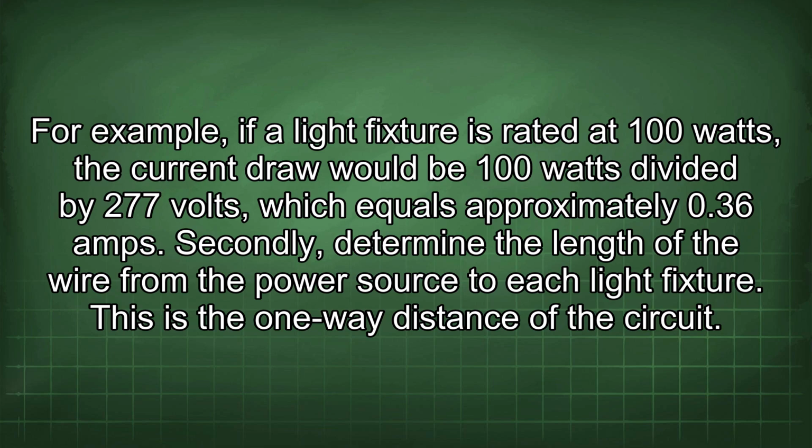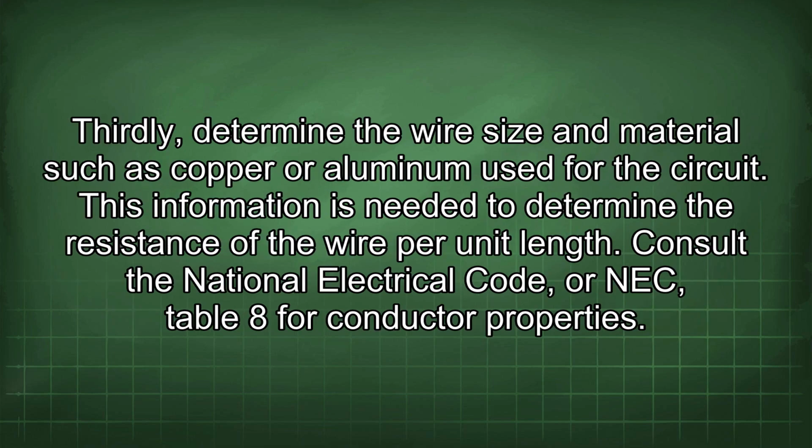Secondly, determine the length of the wire from the power source to each light fixture. This is the one-way distance of the circuit. Thirdly, determine the wire size and material, such as copper or aluminum, used for the circuit. This information is needed to determine the resistance of the wire per unit length. Consult the National Electrical Code, or NEC, Table 8 for conductor properties.